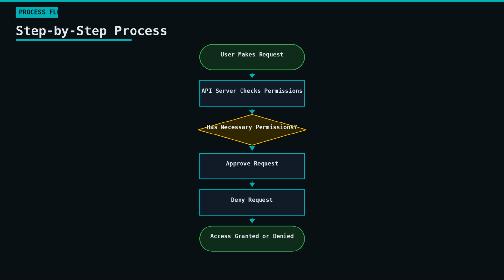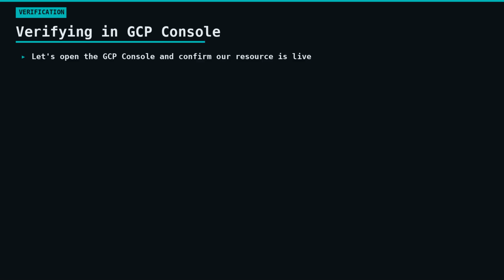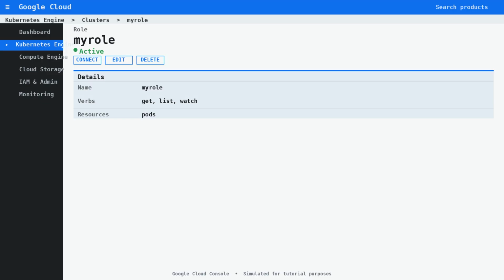To verify that your role and role binding are working as expected, you can check the Kubernetes console or use kubectl to describe the role and role binding. Look for the role's verbs and resources, and ensure the role binding is correctly assigning the role to the intended user or service account. This step is crucial for troubleshooting any access issues and ensuring your cluster's security.